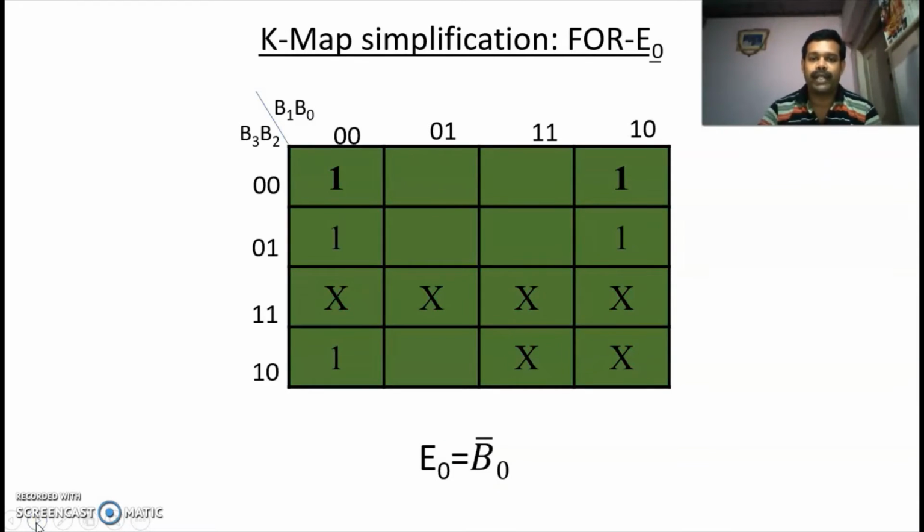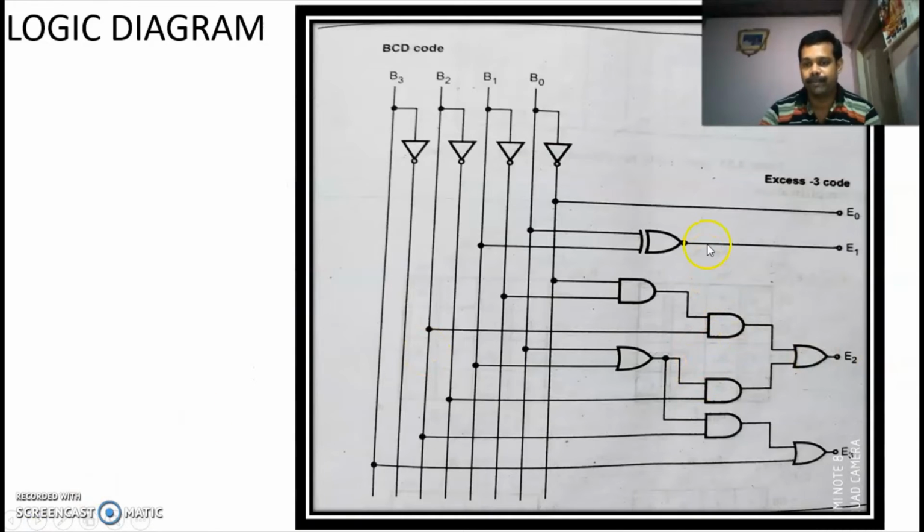Next we have plotted for E0. So these are the 2 groups. The expression we are getting is E0 is equal to B0 bar. Then we are going for implementation. So this is the implementation of BCD to XS3 code converter. So XNOR gate, for E1 we are getting the expression in XNOR. So we have drawn like this. Okay, so this is an implementation of BCD to XS3 code converter.